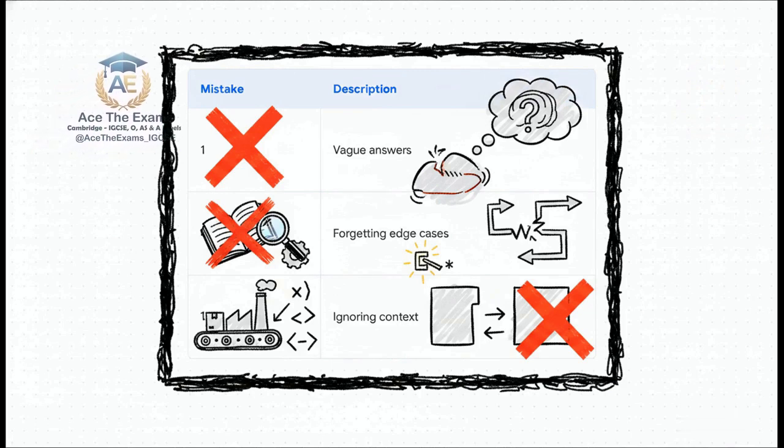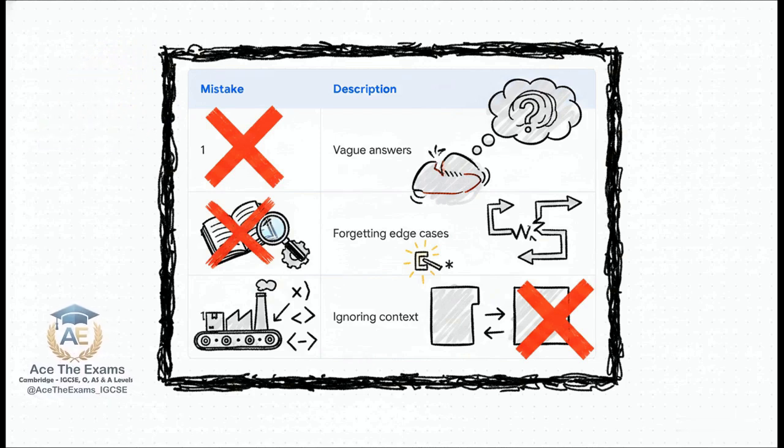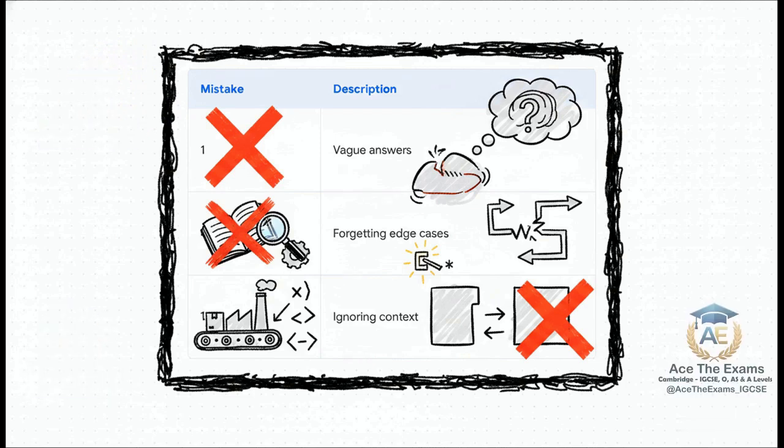Mistake number 2, forgetting those boundary conditions and edge cases we just talked about. If your flowchart doesn't show what happens when the system hits an edge case, it's just incomplete. And mistake number 3, ignoring the context entirely. If the structured English is about a factory conveyor belt, your variables and logic must reflect that specific scenario, not some generic textbook example. You can easily outpace the competition by simply checking your edge cases and applying specific context.